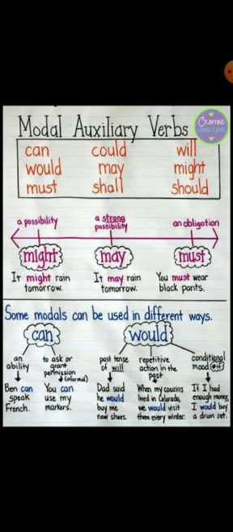For example, we must obey the traffic rules. You must wear black pants. Next example, he must have completed his work.